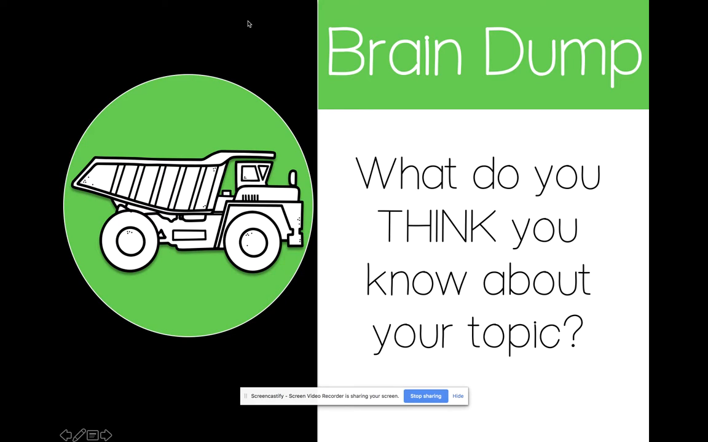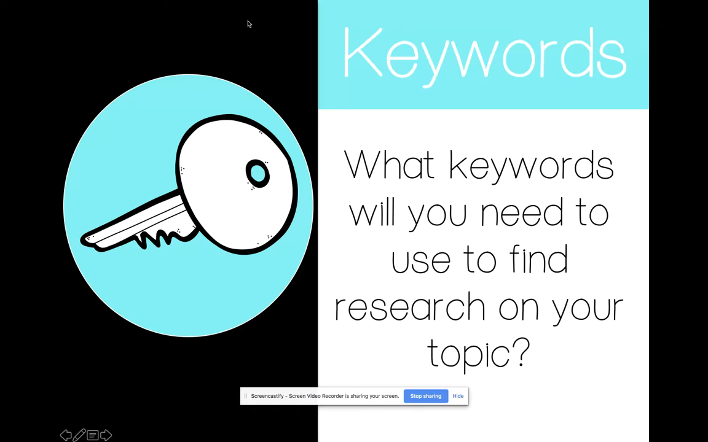The next step is the brain dump, and this is where the students write down what they think they know. Everything that they think they know about the topic, they're just going to dump onto the page. Maybe it's some questions, maybe it's ideas for their presentation, maybe it's fears, maybe it's things that they already know. Once they've done that, then they will go to the keyword stage.